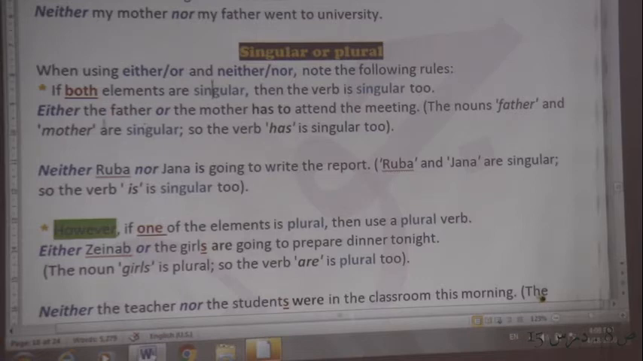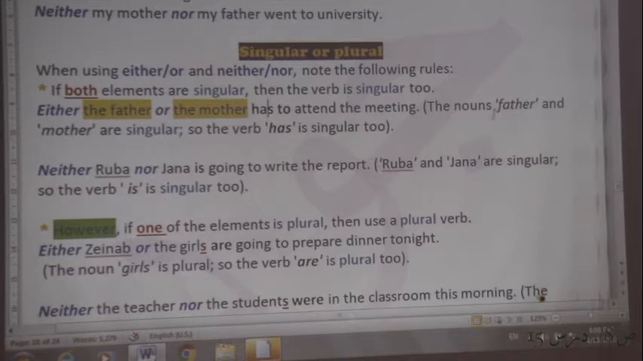For example, either the father. Here the father is a singular noun, and the mother is also a singular noun. Here we use the singular verb has to. We don't say have to. So, either my father or my mother has to attend the meeting. The nouns father and mother are singular, so the verb has is singular.